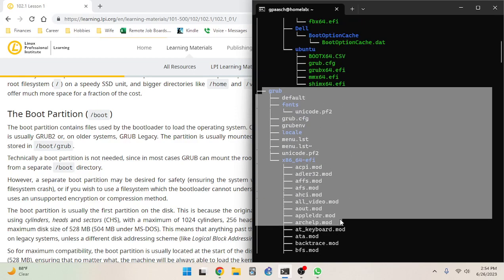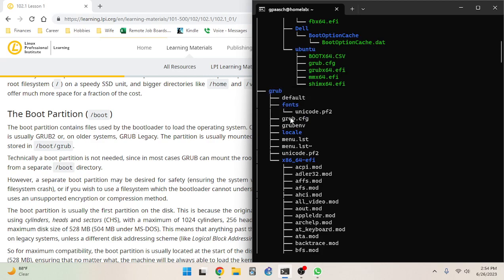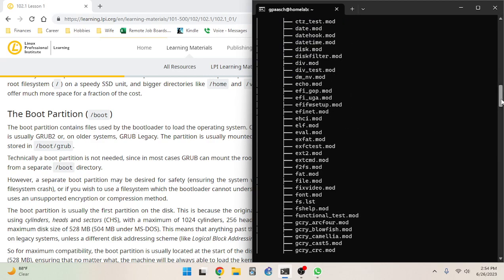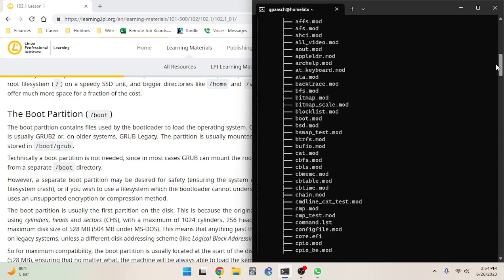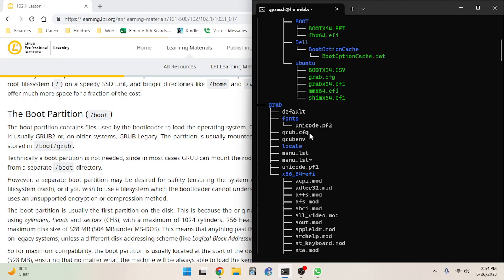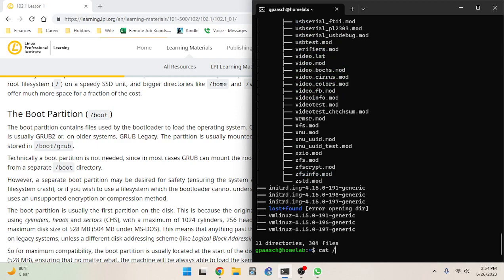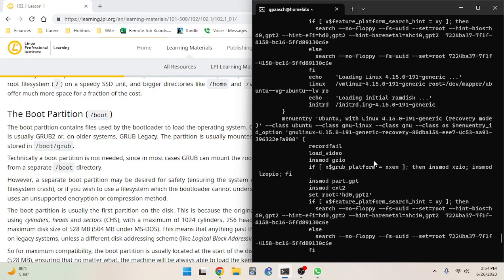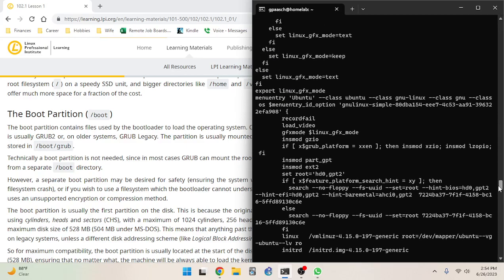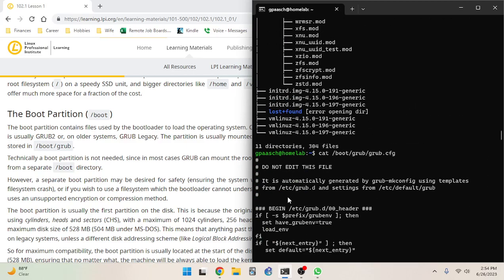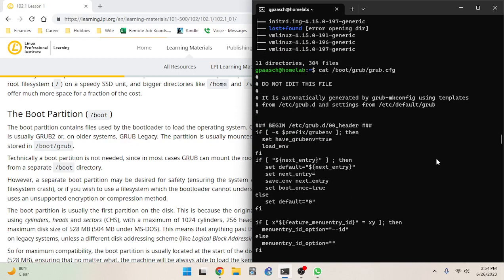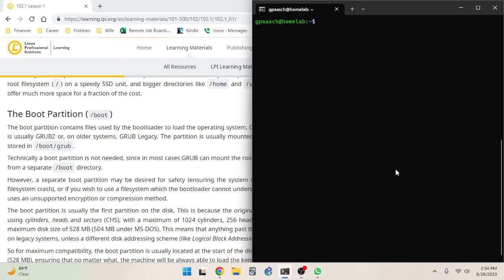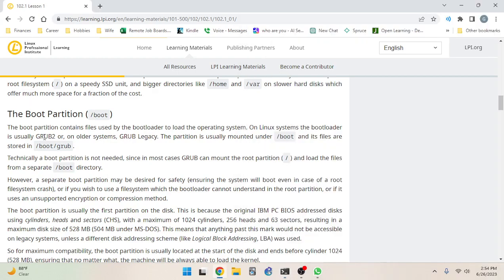I don't see any indication that this is grub2. I guess I could take a look at the CFG file, the config file for that. Let's do that. So cat /boot/grub/grub.cfg. Okay, so I can't tell if it's grub version 1 or version 2. Probably version 2. It's usually version 2.